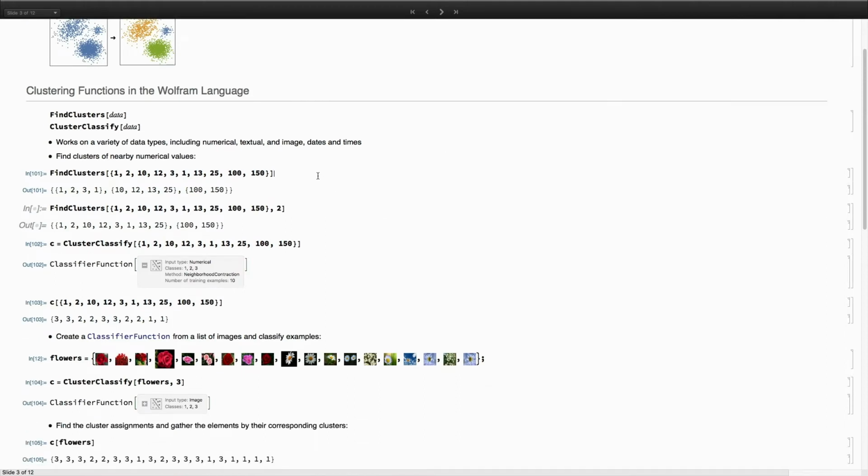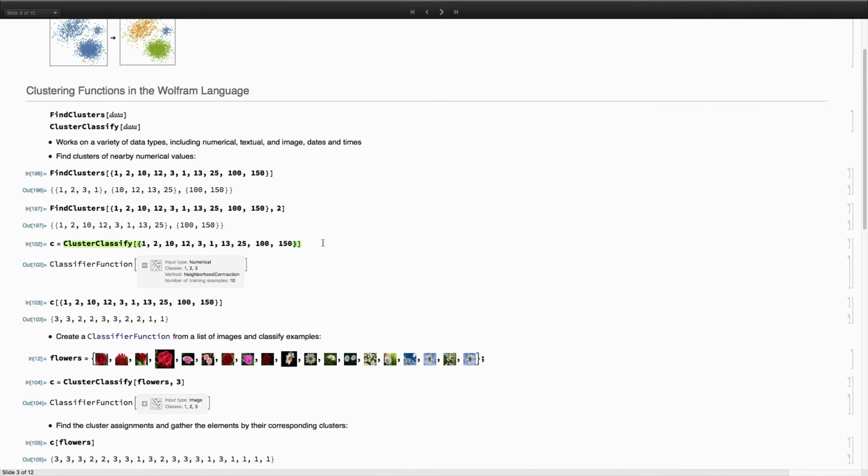These functions work on a variety of data types, including images, numerical and nominal, dates and times. So let's look at the first one, find clusters. Let's try it on a list of numerical values. You can see that it returns a sublist of clusters. You can also, as a second argument, specify how many clusters you want, and it will tell you that there are two clusters of similar elements.